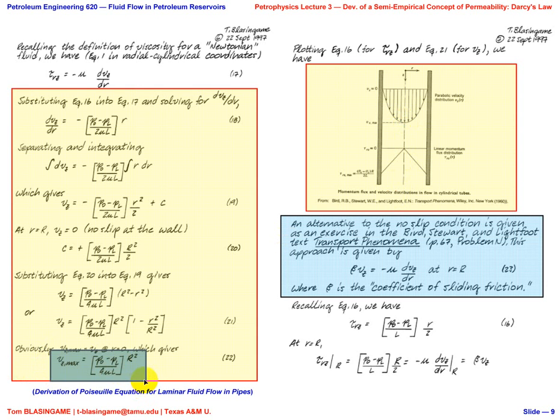I'm going to say anything in blue you can kind of ignore for the moment, but what Bird, Stewart, and Lightfoot tried to do was say there is a term where we multiply beta, which is a slip coefficient or coefficient of sliding friction, by velocity. And then I reworked all the calculus through with that beta term. And what they're really saying, and I want to say this very carefully, is this is not non-Darcy flow. This is just their simple book problem concept for slip at the wall.